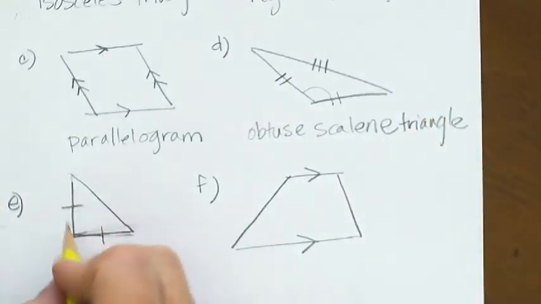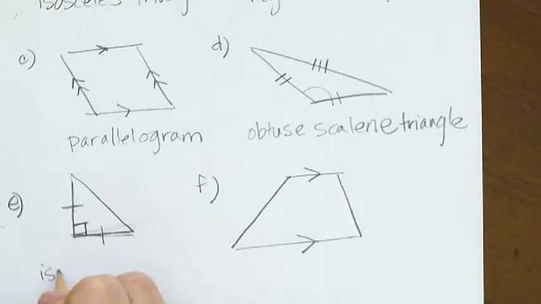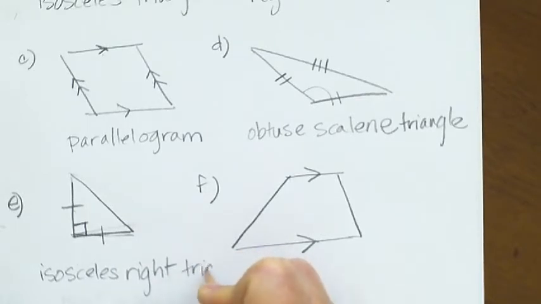Let's see, E. Oh, I forgot to put the right angle in there. We have 2 sides that are equal, and we have a right angle, so it's an isosceles right triangle.